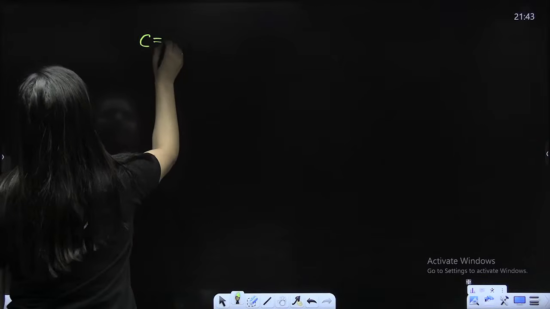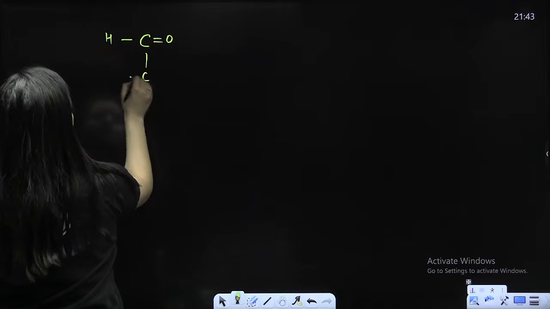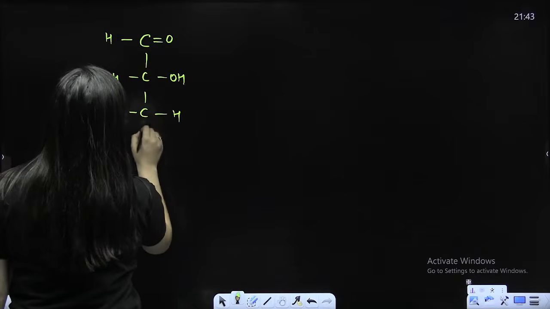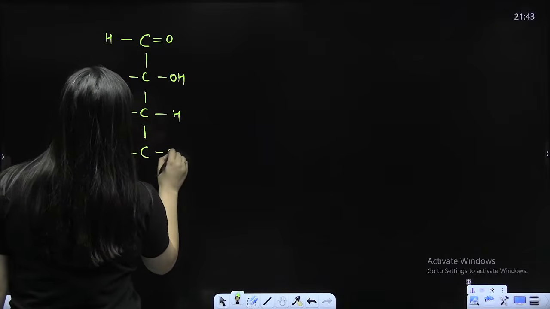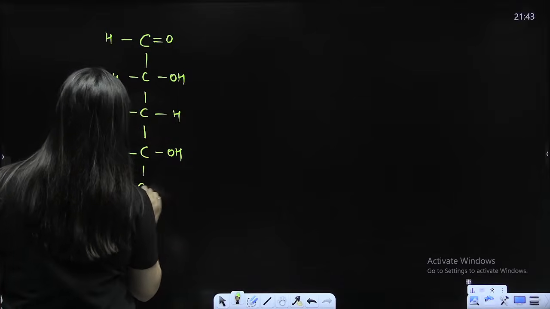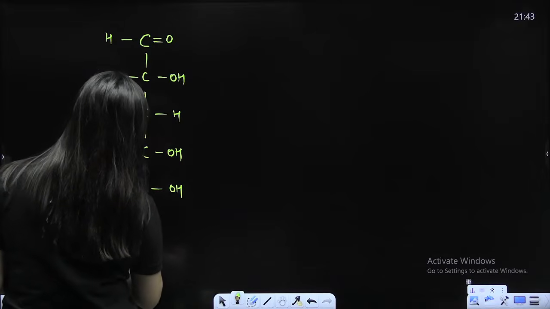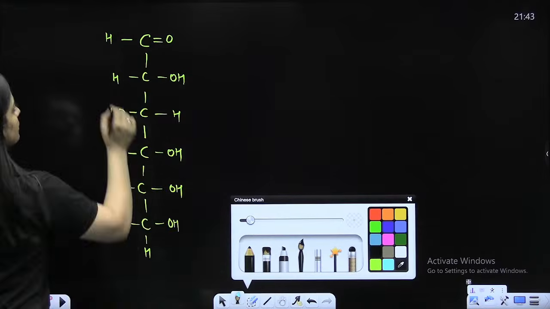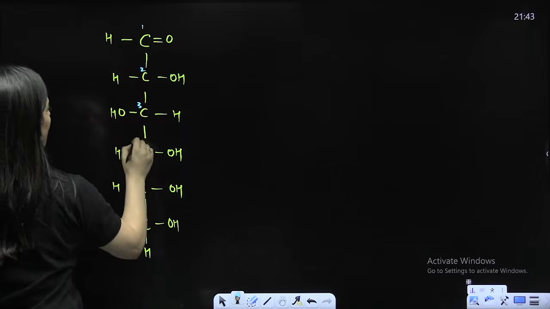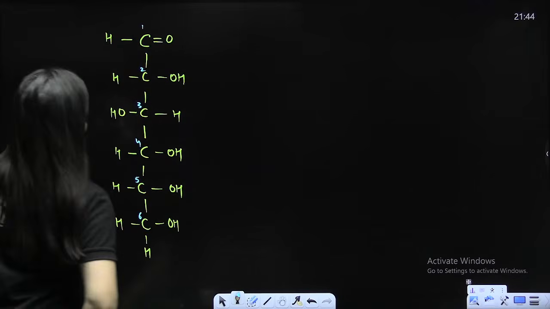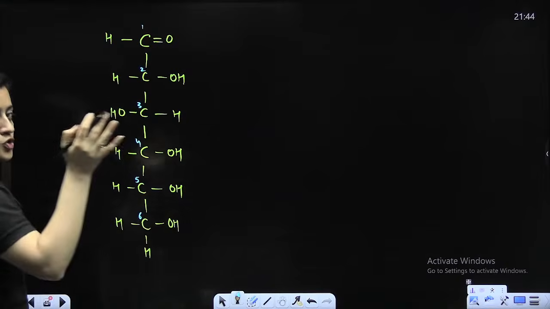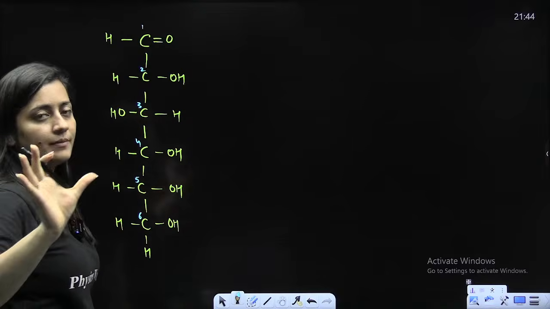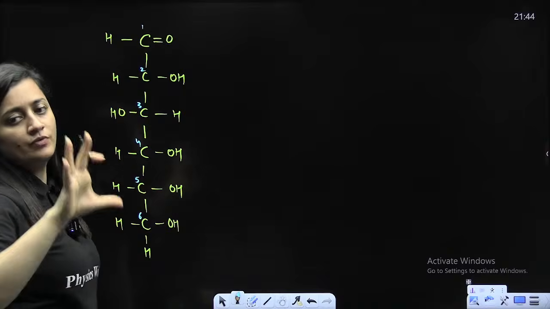Like this, look, C double bond O H. So 1, 2, 3, 4, 5 or 6. What is it? Look, glucose, fructose, galactose, ribose. Remember them. That's it. Rest everything you will manage.